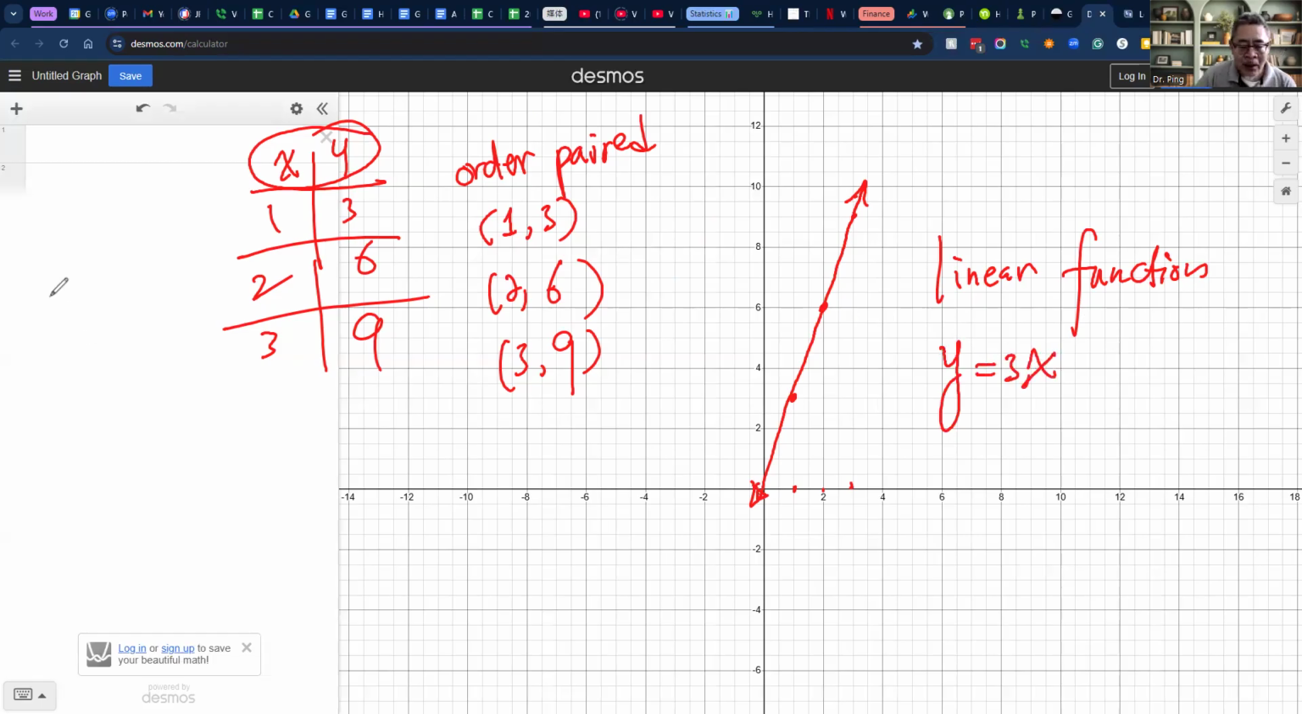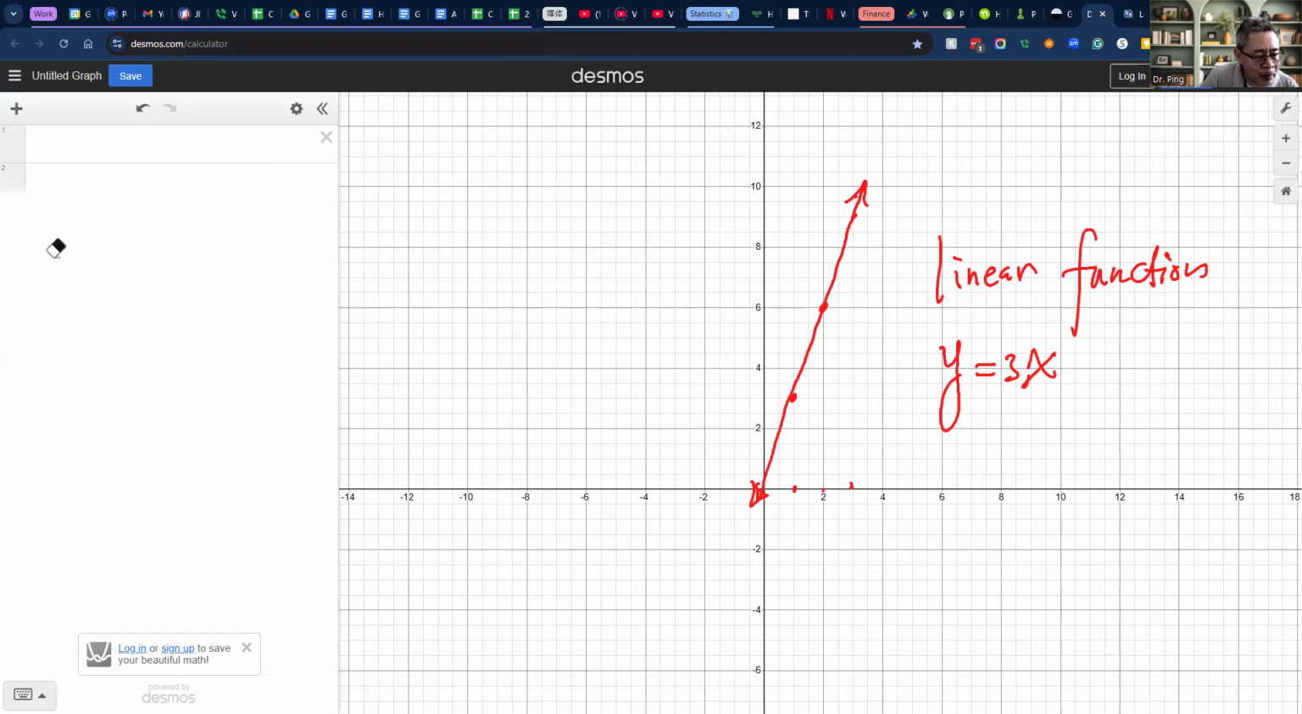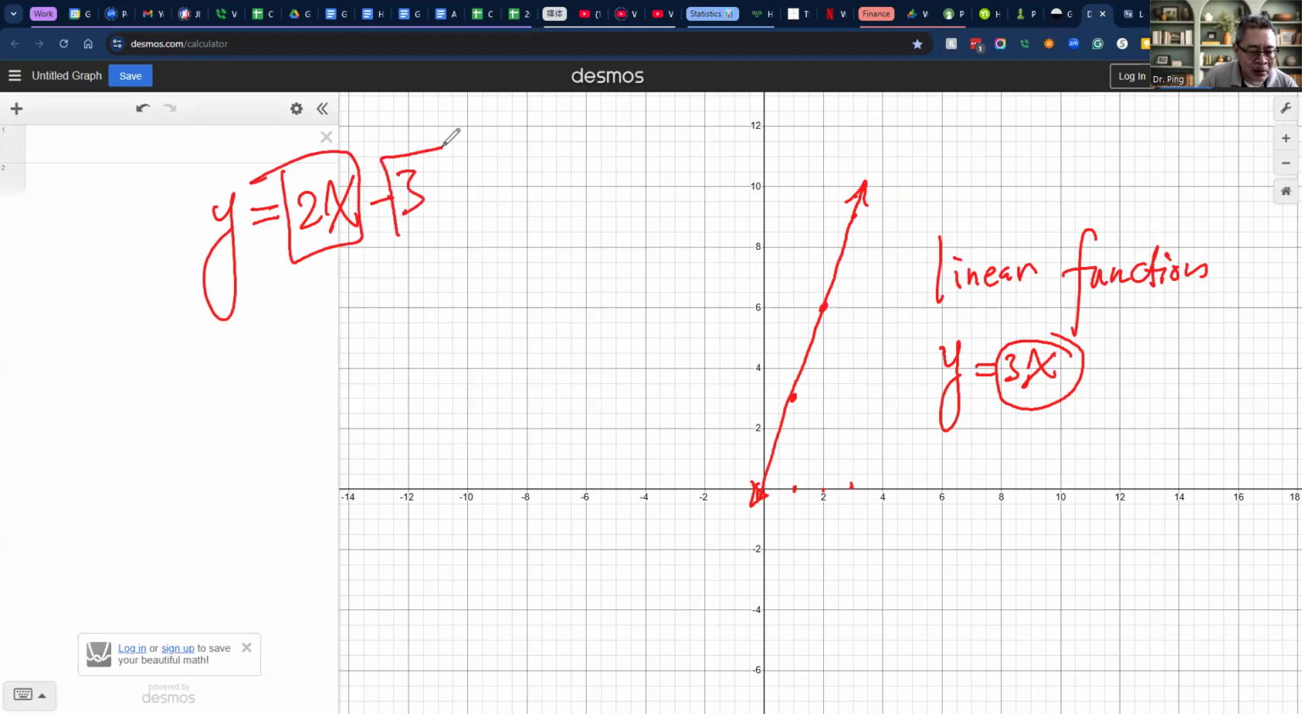Now, a linear function typically has two terms. This one has just one term, but typically you get two terms. One is a number times x, for example y equals 2x minus 3. This is one term, and this is another term. And here we have x and y.